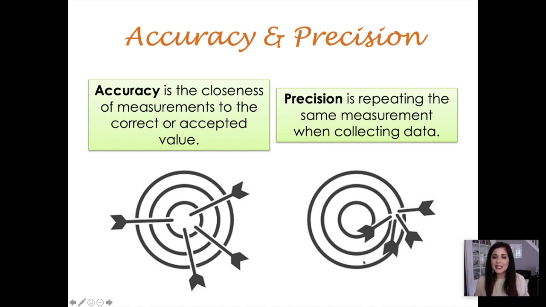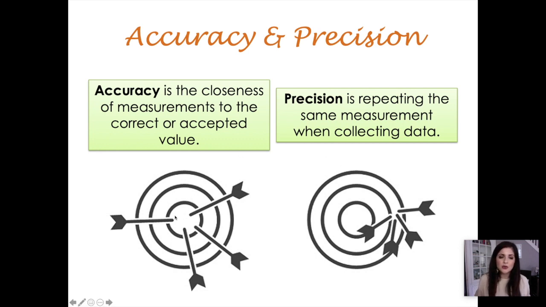Whereas over here on the left, all of these darts are all really close to each other. In fact, they're much closer than these darts are in the accurate depiction. These guys, you didn't get where you want to get. They didn't get the bullseye every time, so they're not accurate. But they were, in fact, very precise because they got in the same exact spot every single time.